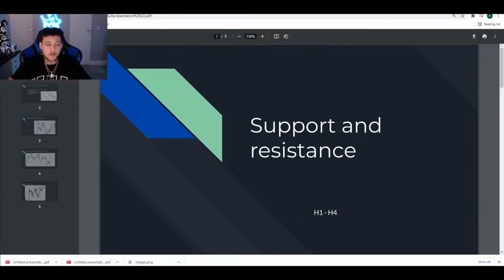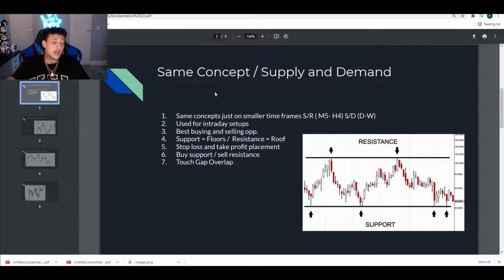So typically when we talk about support and resistance, we're going to be marking our levels off based off of the hourly time frame and the 4-hour time frame. Now we're going to be using our main levels of support and resistance, and we're also going to end up learning how to draw random lines of support and resistance for more minor levels, whatever the case may be. So, like I said, support and resistance is practically the same concept as supply and demand. It just works on smaller time frames.